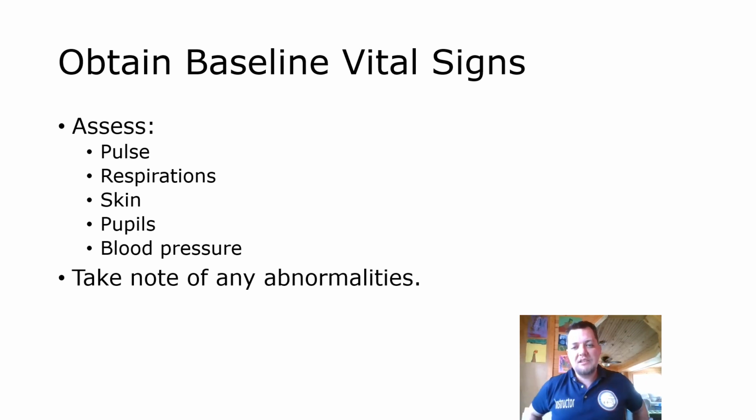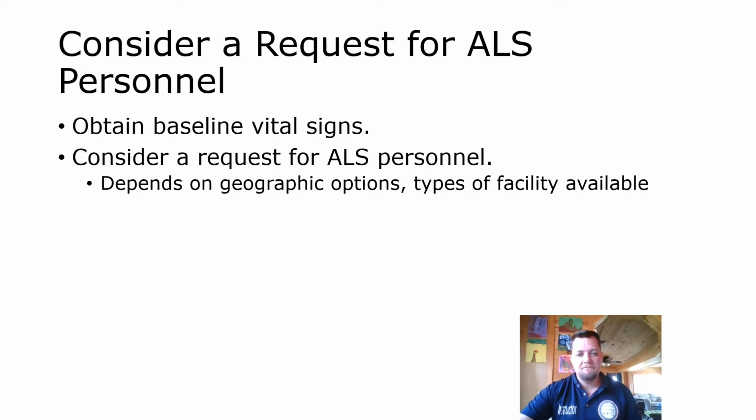We're going to also obtain our baseline vital signs. We're going to assess pulse, respiration, skin, pupils, blood pressure, all those things that we just talked about in chapter 13. And then we're going to take note of any kind of abnormalities. We're going to consider the request for ALS personnel based on their signs and symptoms. We're also going to look at where we are with this patient and what kind of facility is available.